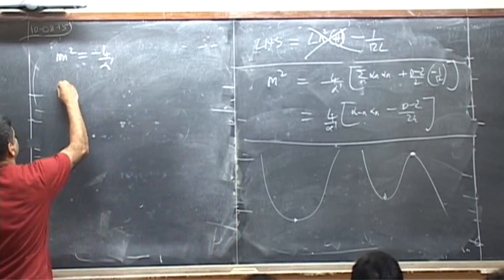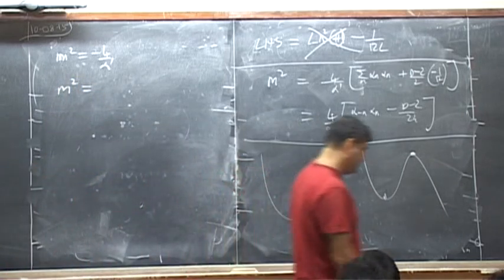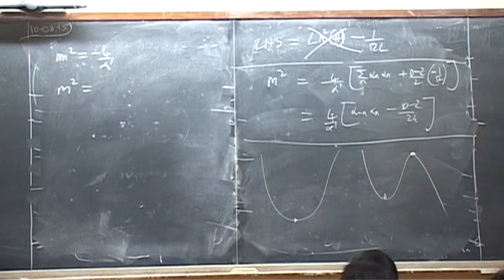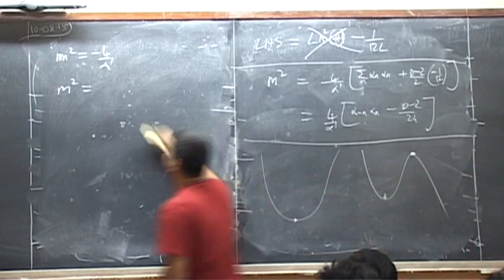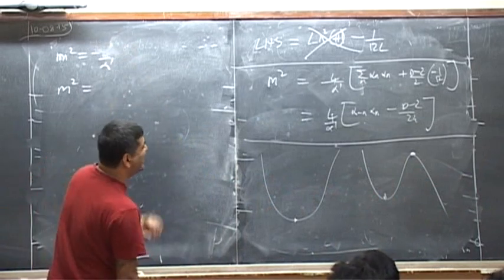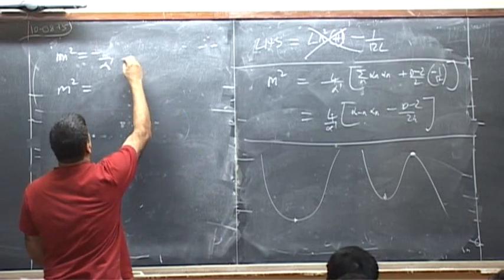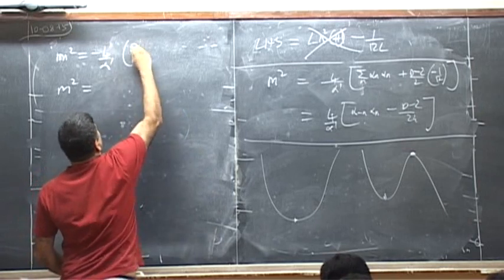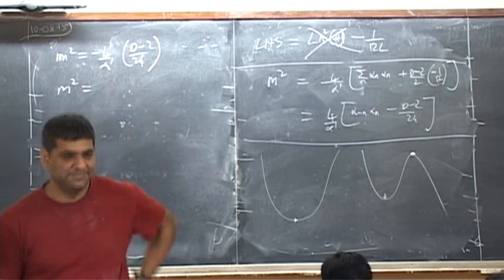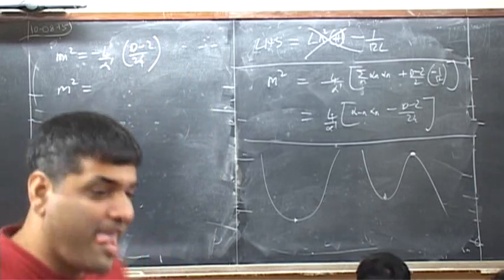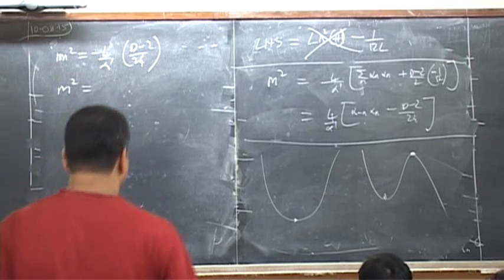What about the next state? M squared is equal to what? Well, it's minus 4 by alpha prime only for D equal to 26. Sorry, I'm sorry: minus 4 by alpha prime into (D minus 2) by 24. Thank you. Then, what do I get next?